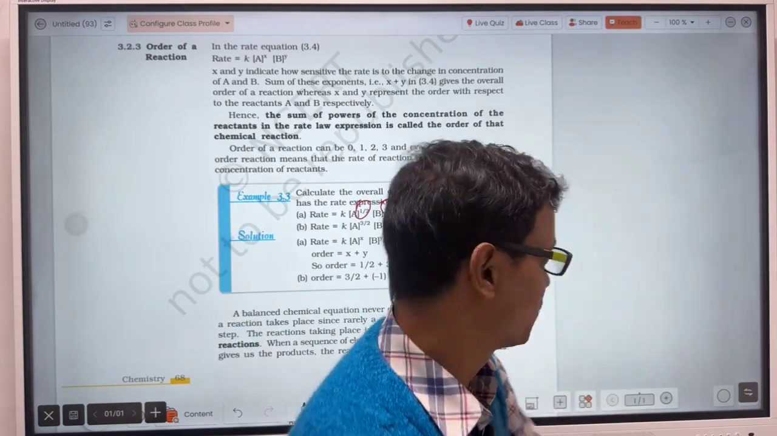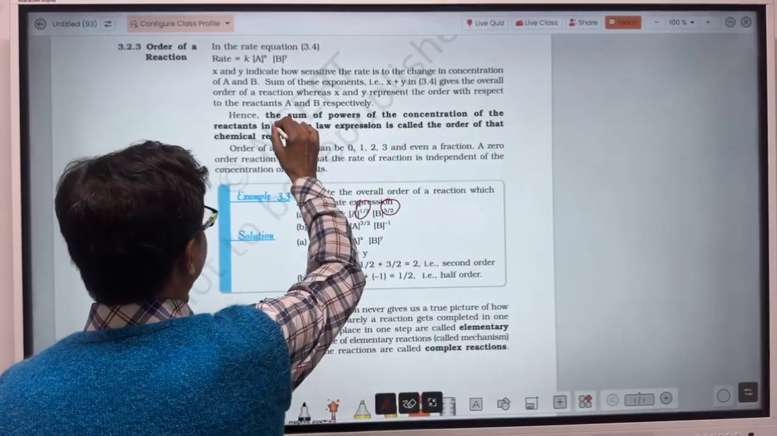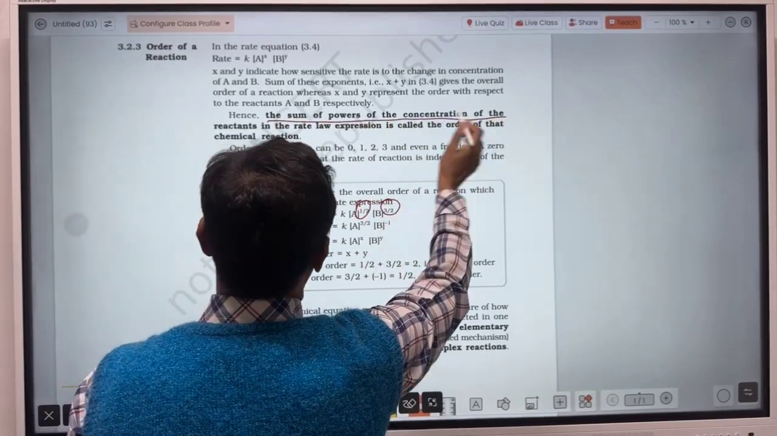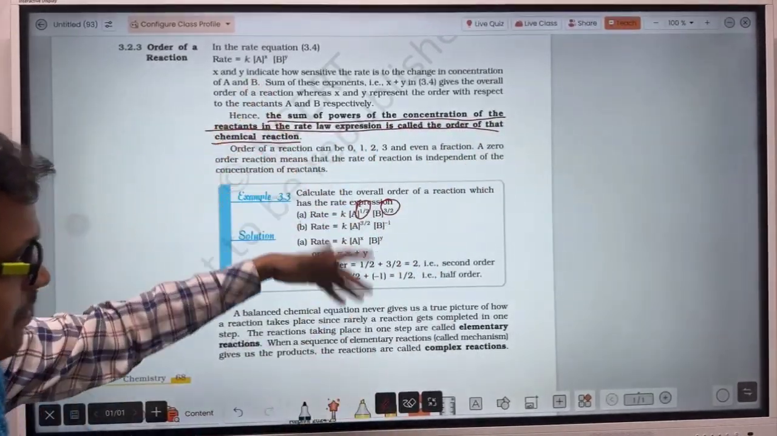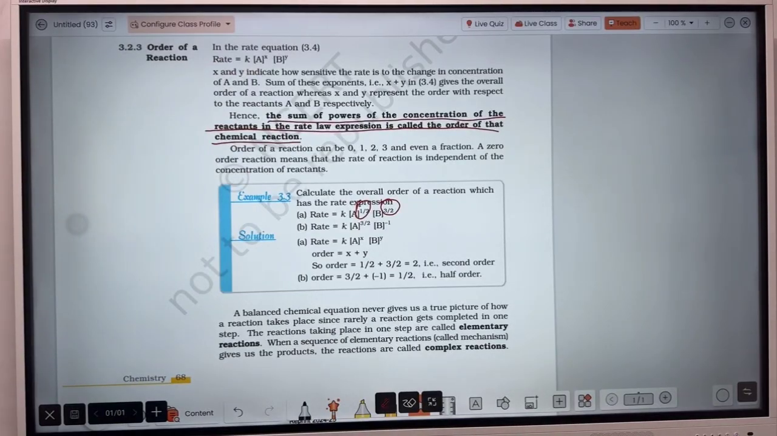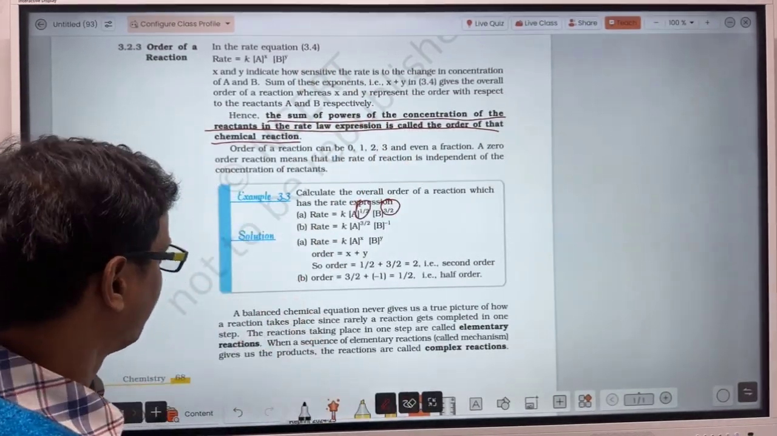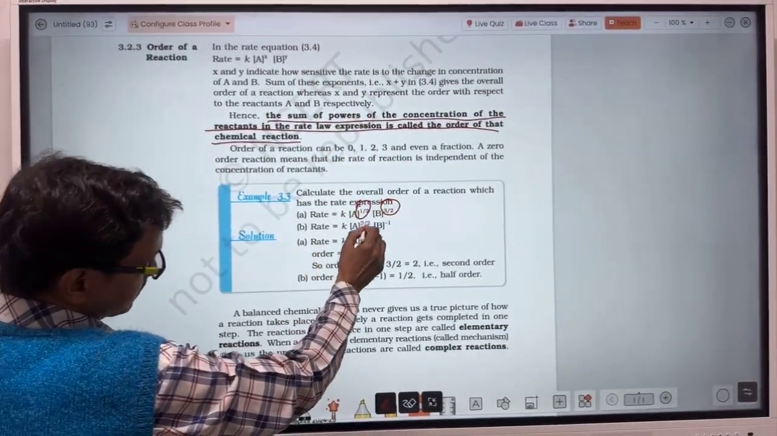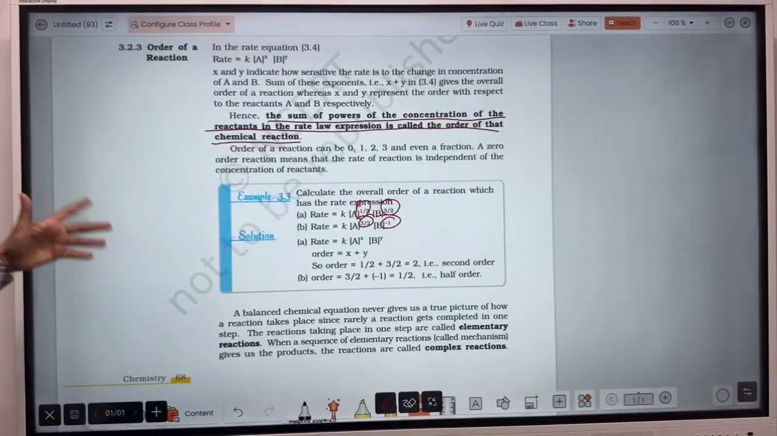Either you write it like that, or if you have the tendency to mug up, then you may write this one. It is the same concept which I have told you, that is the definition also. So either you write it in your own words or directly write this. Now, this one is very easy. So here 3/2 minus 1, so that will be the order of reaction.